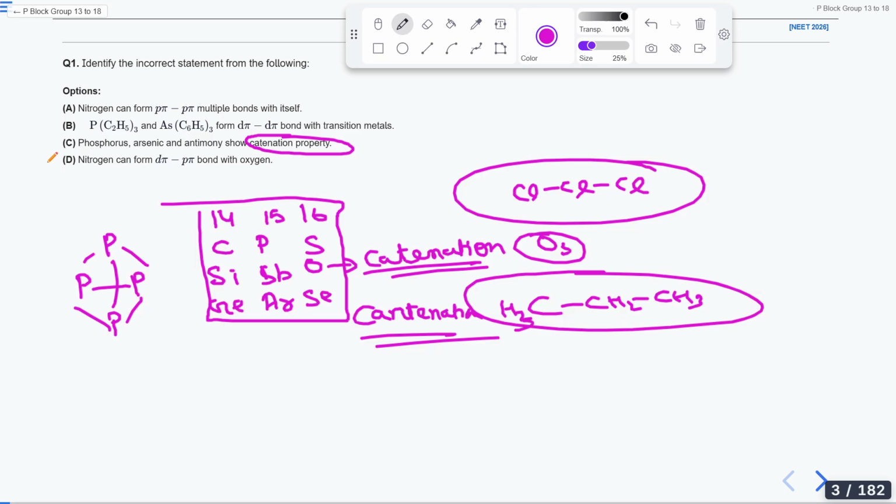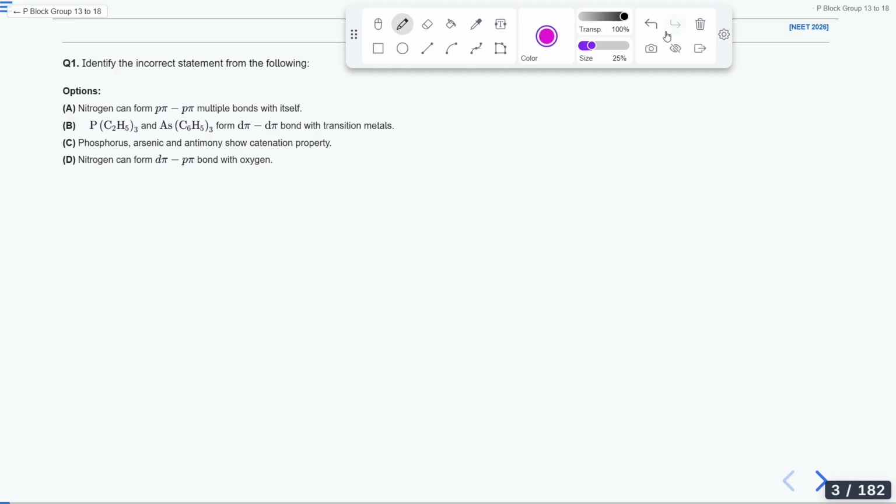Now, if it is clear to you, then we can clearly say that option D was incorrect. All others are correct. Anyone is having any doubt in this? Now, moving on to the next question.